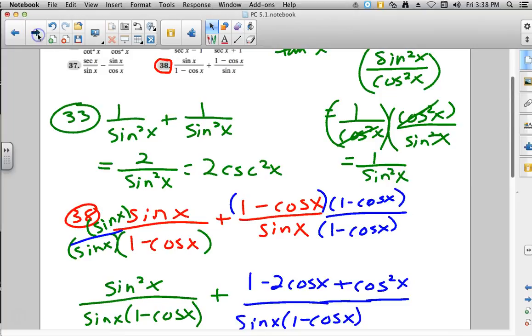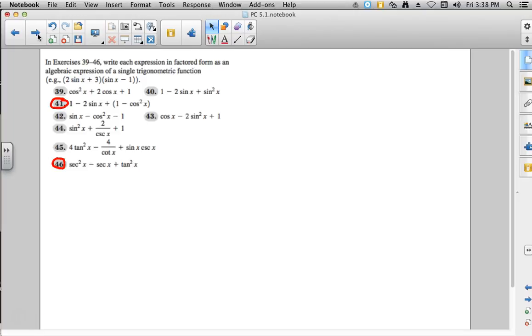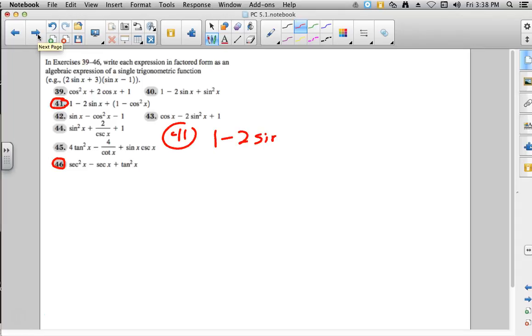All right, we're going to the next one. 41. Write each expression in factored form as an algebraic expression of a single trigonometric function. Okay, that sounds like fun. Let's see what we have here. All right, for number 41, what we're going to do is drop the parentheses. They're not doing anything, but maybe they are keeping you from being able to see what's going on here.